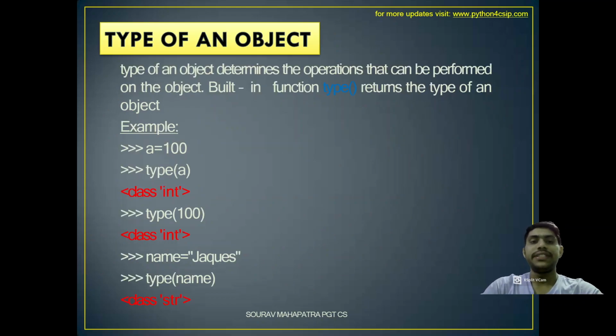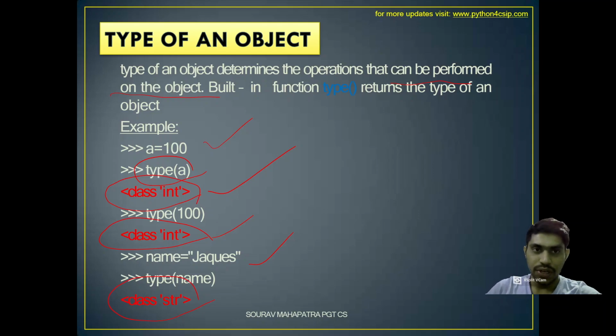Type of an object determines the operations that can be performed on the object. A equal to 100, type of A. Then we can see it is class integer. It is an integer type object. Name equal to Jax, type: class string. It is a string type object. When you use the type function, it will tell you the type of an object.